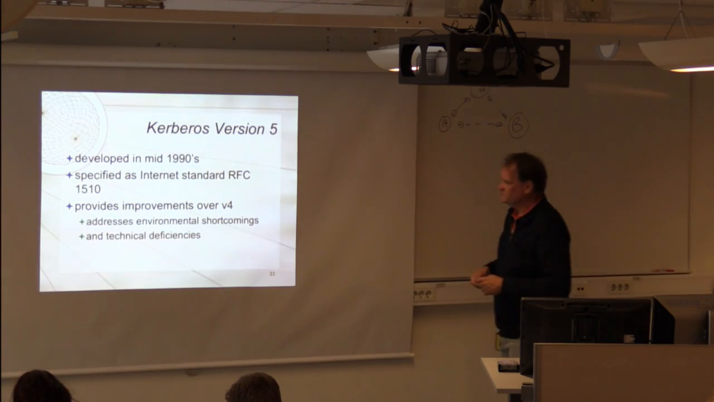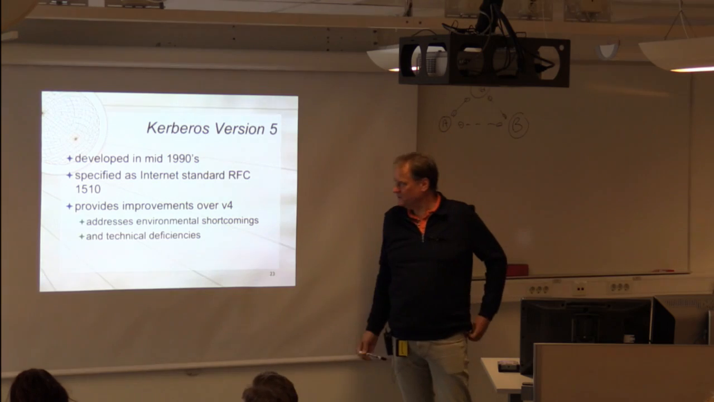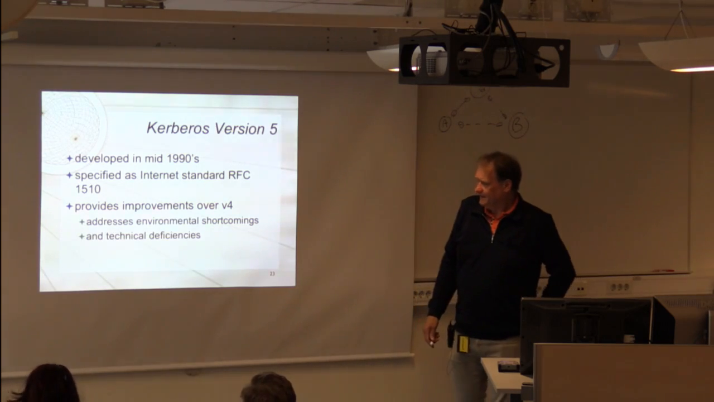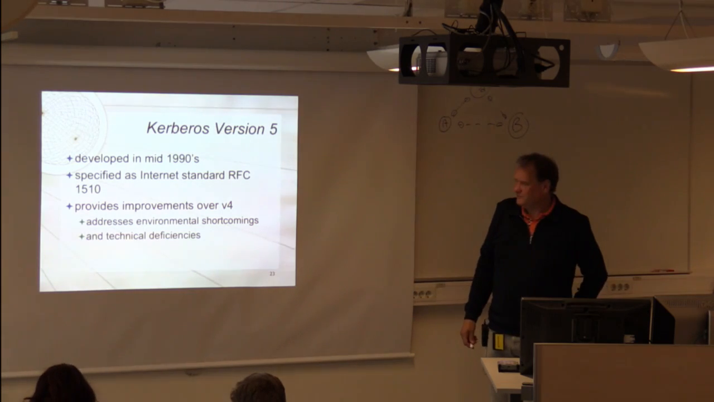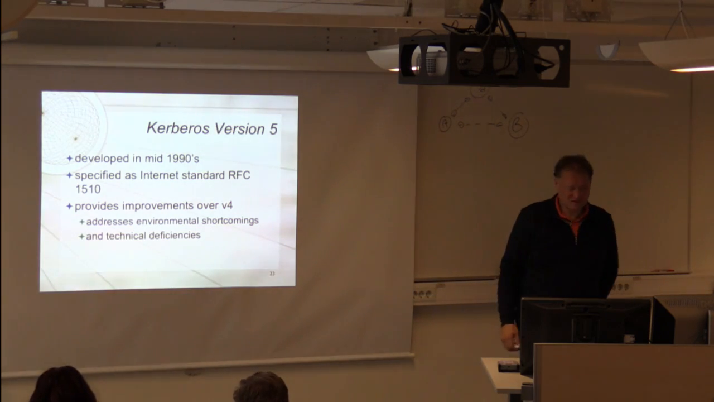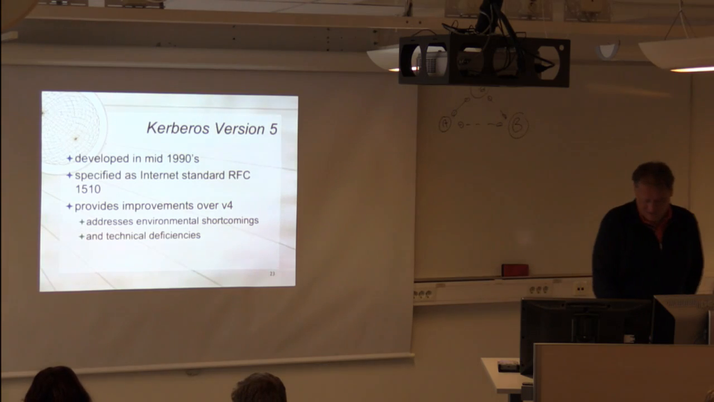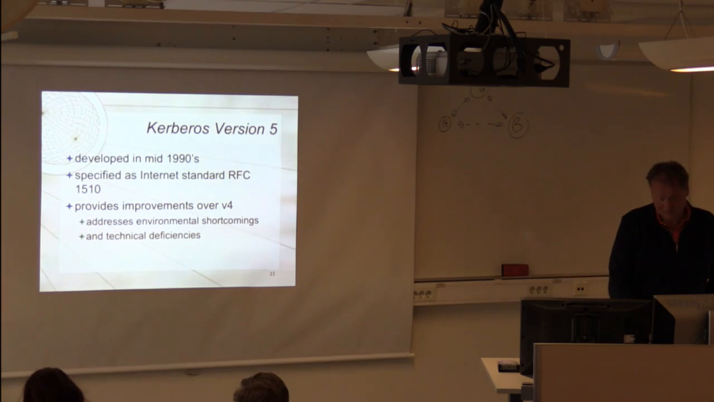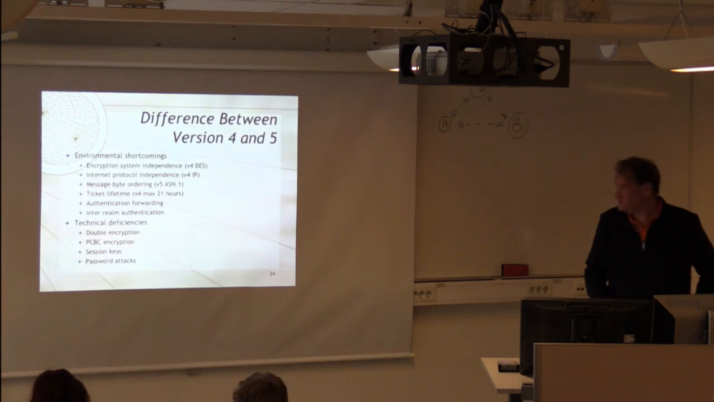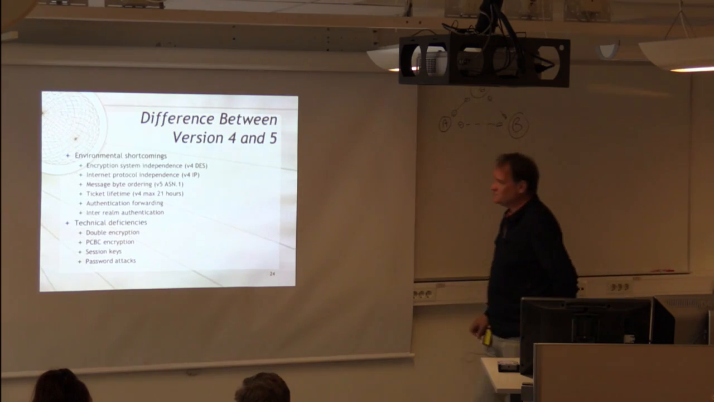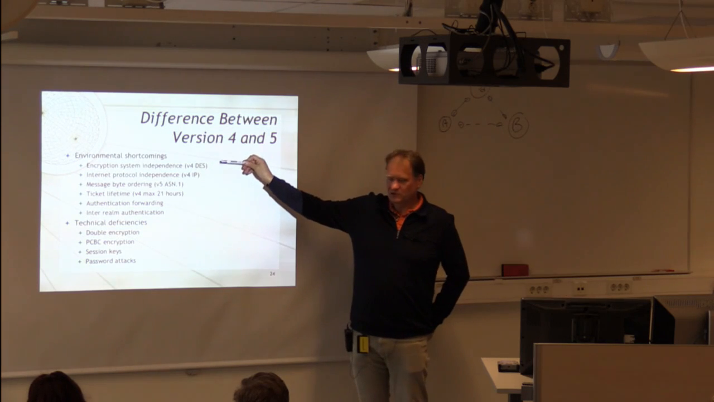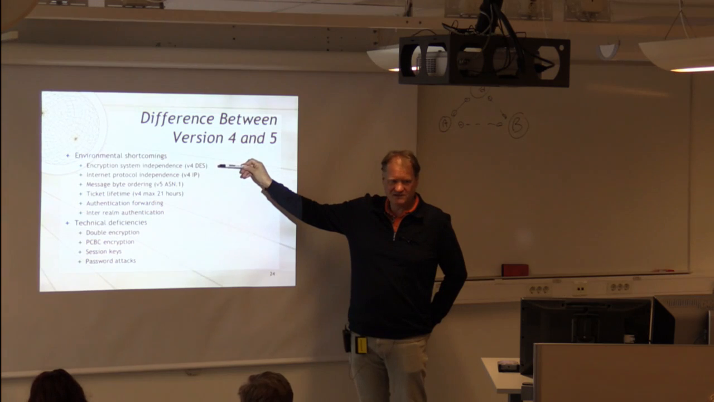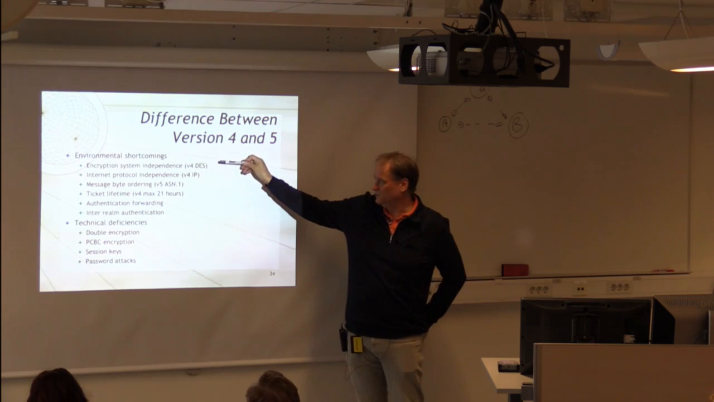If you look at versions here, version 5 was developed in the mid-90s. It introduced a number of improvements, both in terms of functionality and in security changes. So if you compare them, we can see that, for instance, version 4 only used DES for encryption. We know that DES is not very good. Version 5 says you can use whatever encryption algorithm you want.